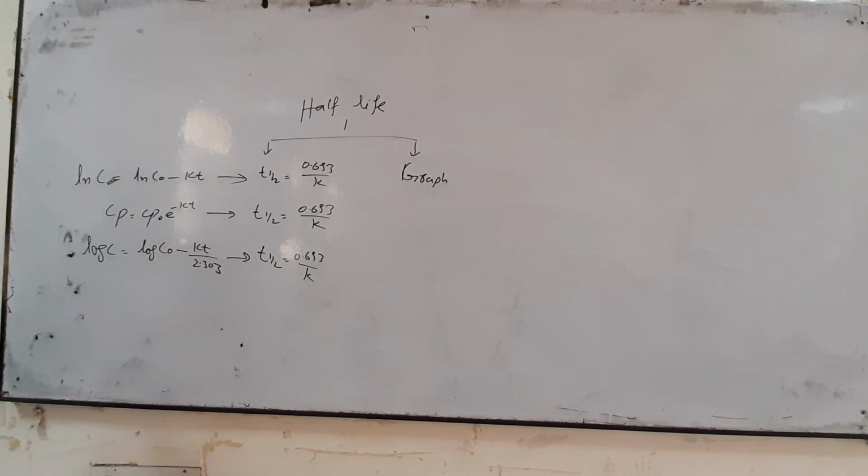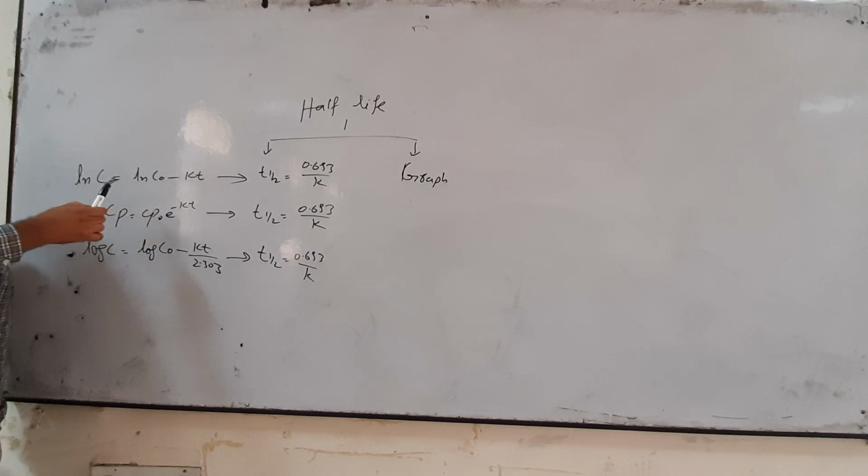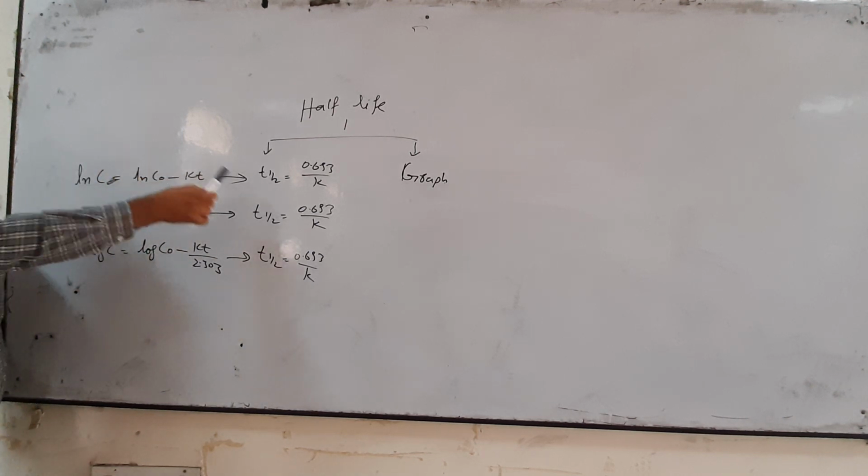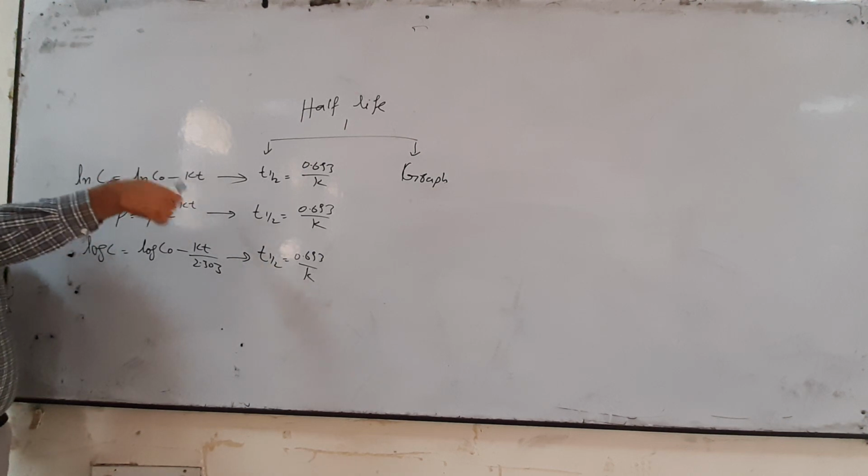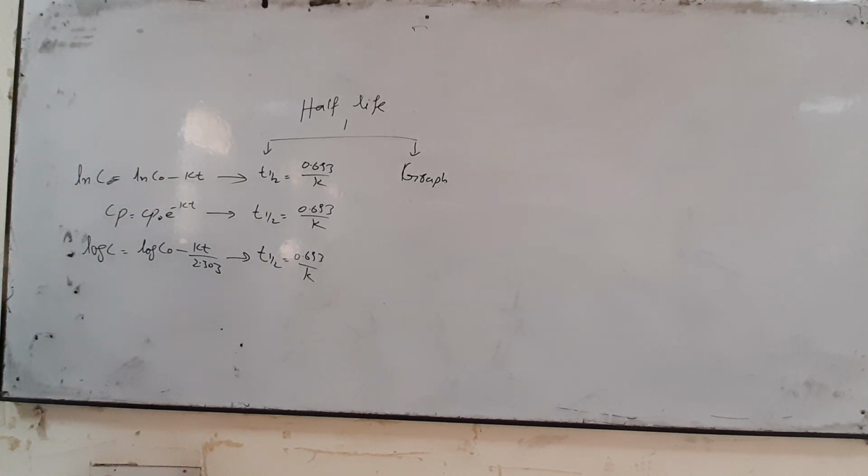Why are we converting these equations? Because we have assumed that our drug is following first order kinetics, and this equation is the first order equation. And when we convert this for the half-life, then we assume that T half is equal to 0.693 over K. This is our data method. The data method can be applied by converting the first order kinetics equation into T half is equal to 0.693 over K.